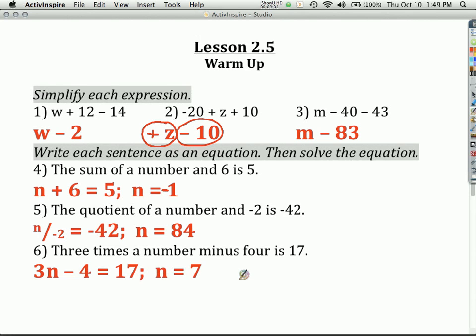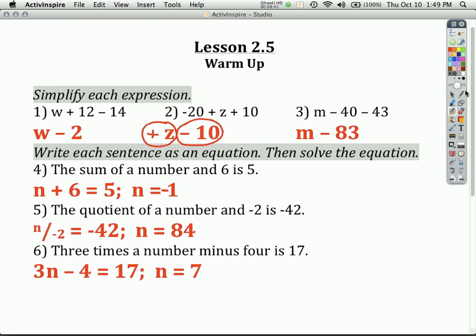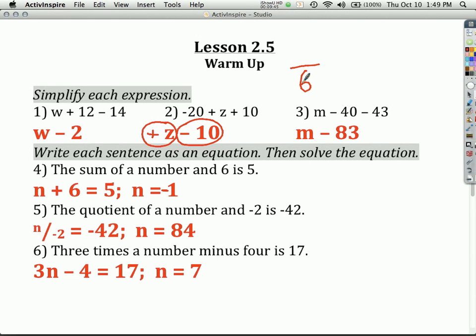So, first of all, there were 6 questions. So make a fraction out of 6. Hopefully you got 4 out of 6 or better. Really, you should get 5 out of 6 or 6 out of 6. And that would be a 67%, which is not great, not terrible.